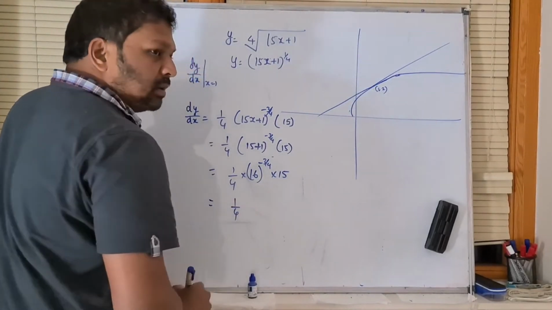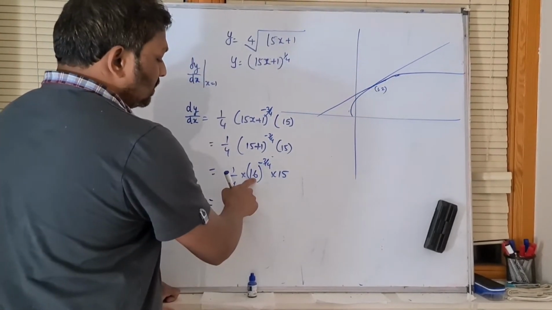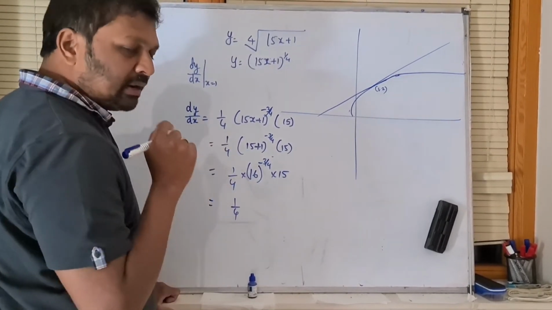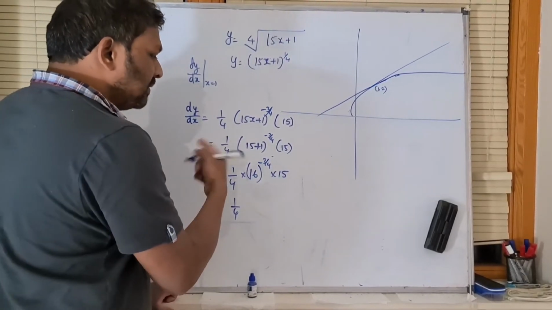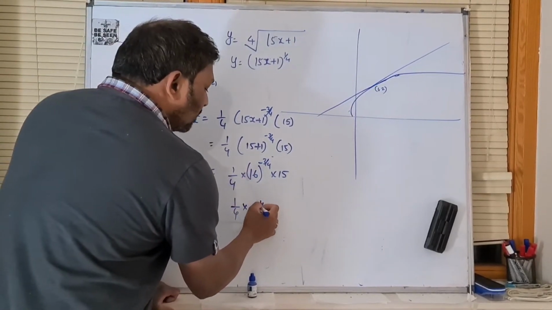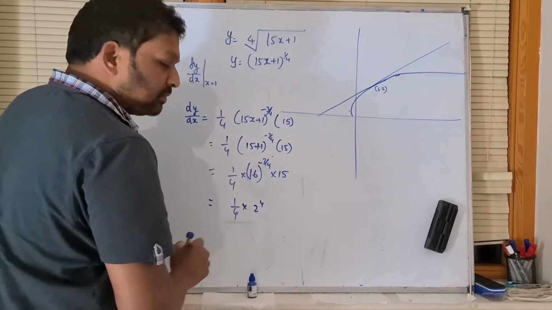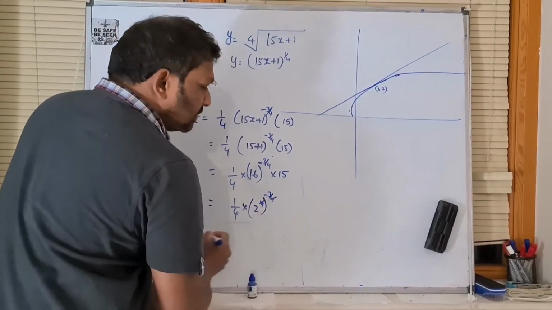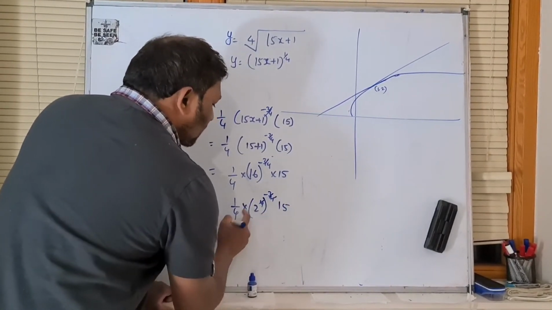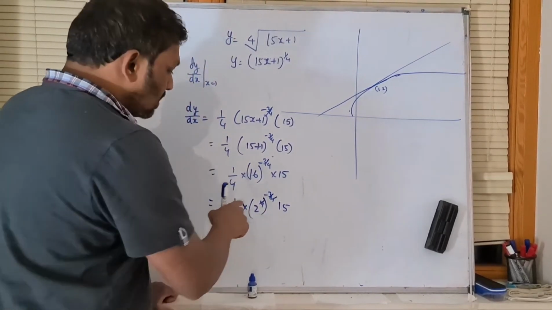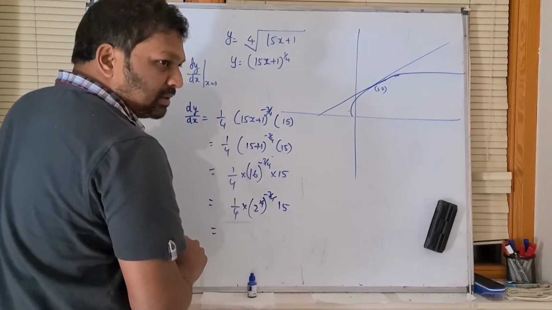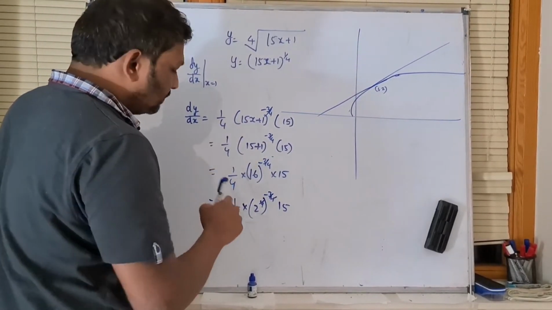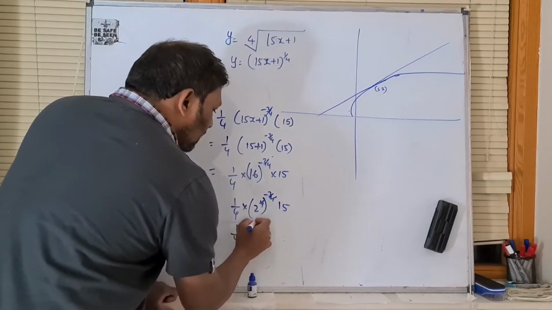1 by 4, 16. How do you simplify it? That is one way. Otherwise, to simplify further, you can write 16 as 2 to the power of 4, whole to the power of minus 3 by 4. And then this one gets cancelled into 15. We are just left with minus 3 power. That means 1 by 2 cube. Isn't it? 1 by 4 into 1 by 2 cube.